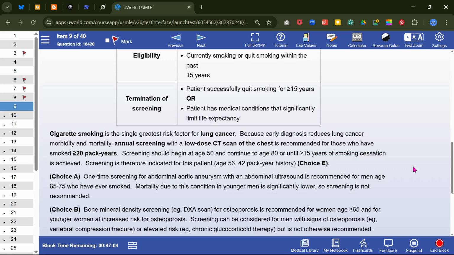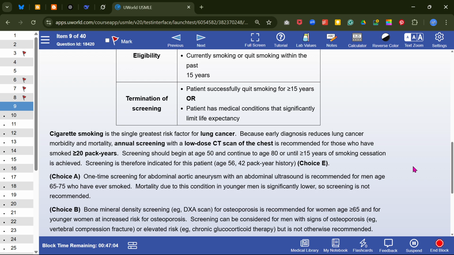Screening should begin at age 50 and continue to age 80, or until more than 15 years of smoking cessation is achieved. Screening is therefore indicated for a patient age 56 with a 42-year pack history.